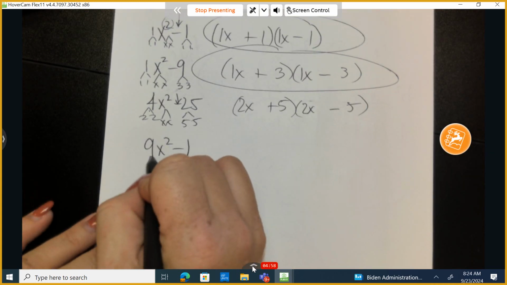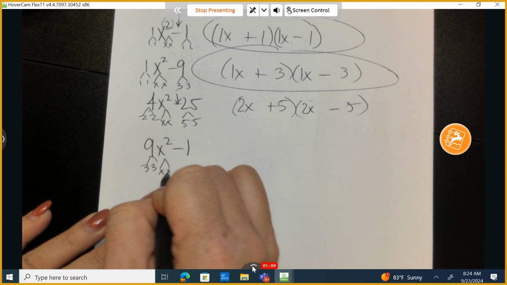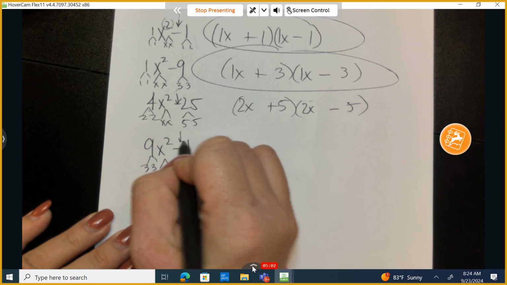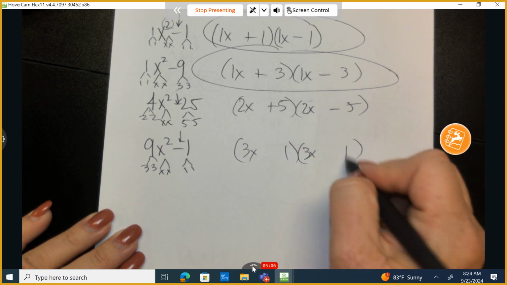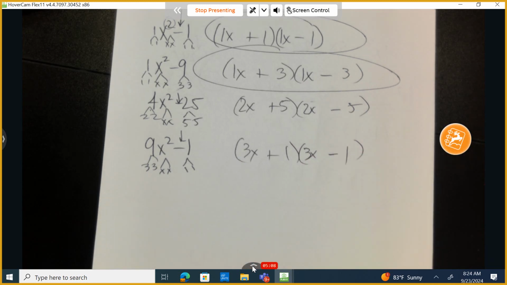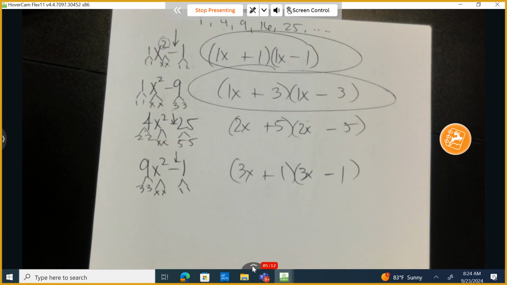Very last one, 9 breaks into 3 and 3, x and 1 and 1. We can only do this again when we have subtraction. So I have 3 x's in front, 1's in back, 1's positive, and 1's negative. Now at the 3, 4 level, what you need to recognize is this can look a little different.